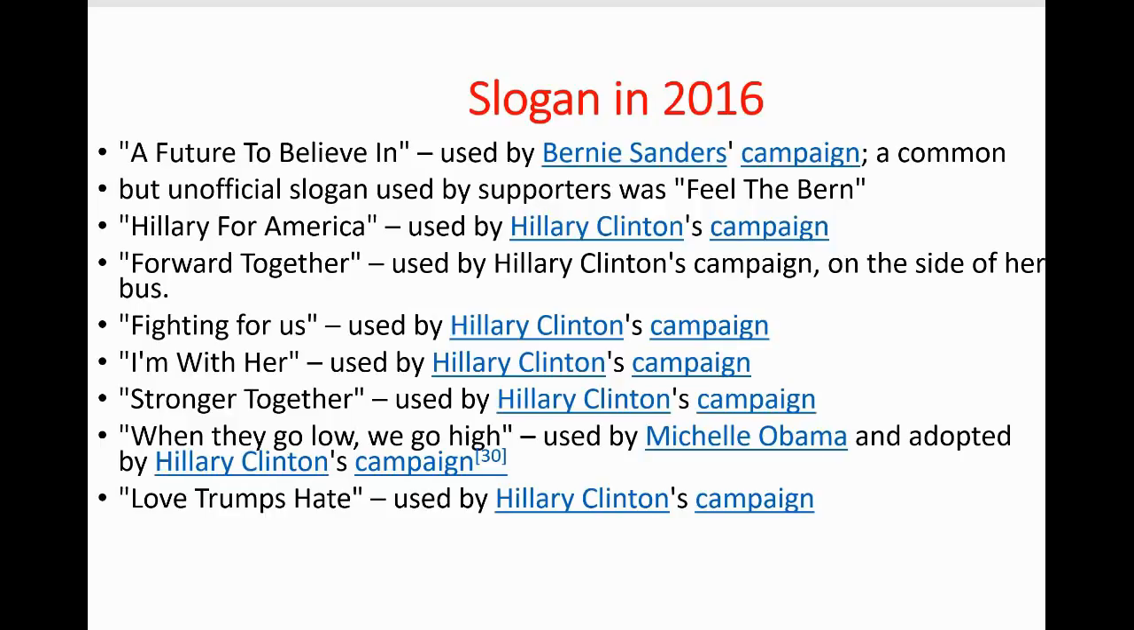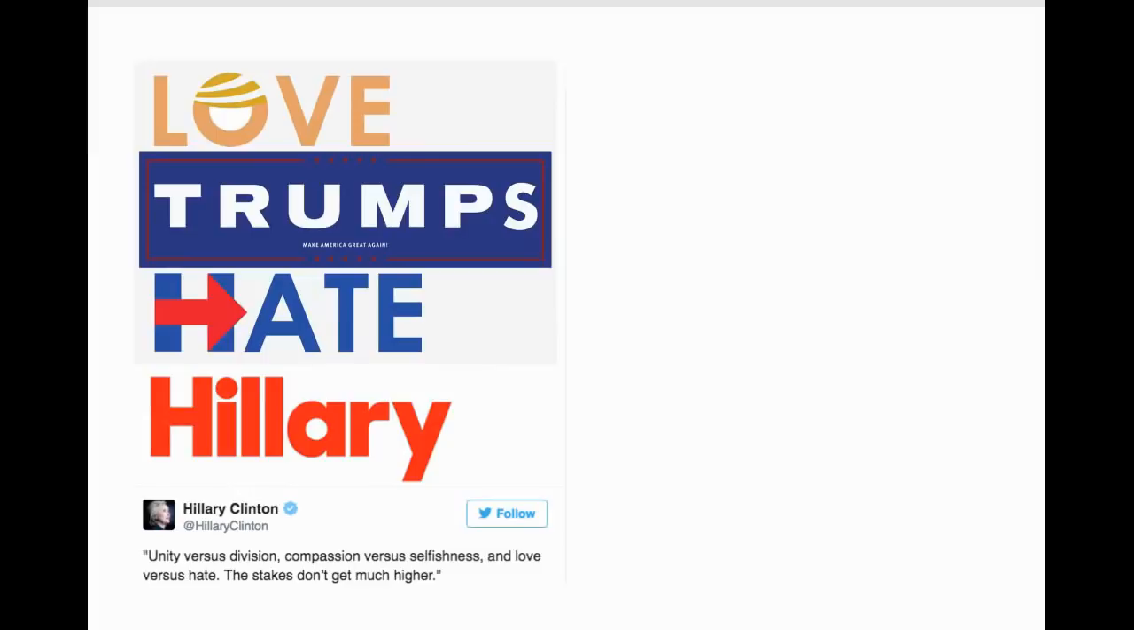When they go low, we go high. I mean, it sounds good at the beginning, but it also sounds like I can smell marijuana. Anyways, okay. Last but not least, love trumps hate. Okay, this one is the worst, and here's why. Love trumps hate Hillary. Let's take a look. Love trumps hate Hillary. Oh gosh. It's not good.